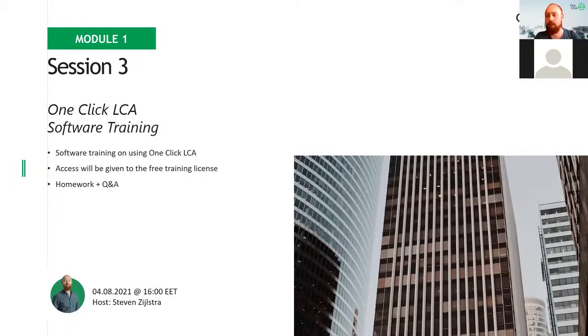Then we have session 3, and this is the software training. I'll first teach you how to use the software using the license key you'll be getting. I'll also give you access to the license key, so you'll be able to access OneClickLCA for the period of the summer school, basically. And there will be some homework where you have to do certain checks using the software.